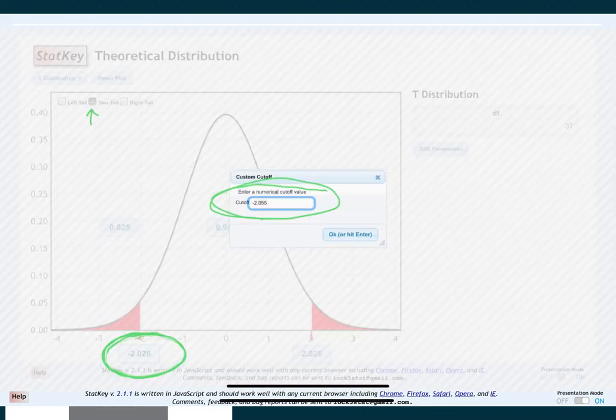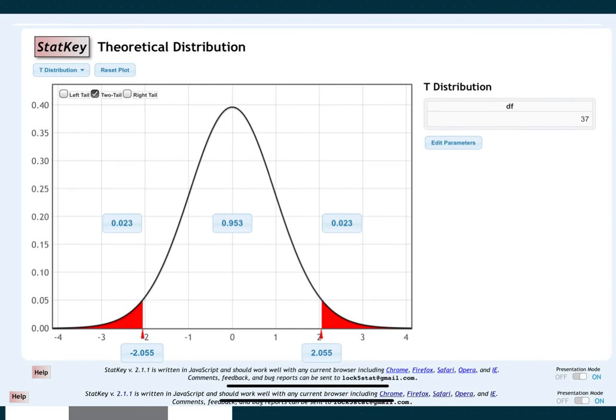So click the leftmost cutoff and it will open up this custom cutoff box. You will need to enter our negative 2.055. Notice this is a two-tailed test. I put a little arrow up there to point it out again. And hit OK. Then here is the distribution we get. Above our cutoff, we have a p-value.